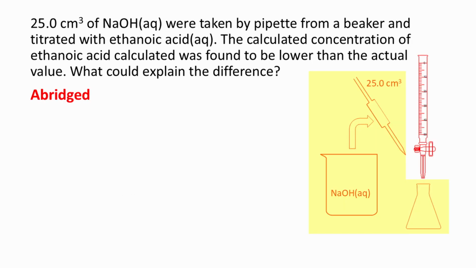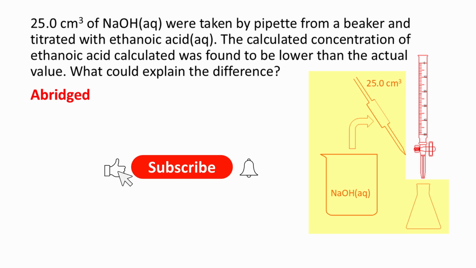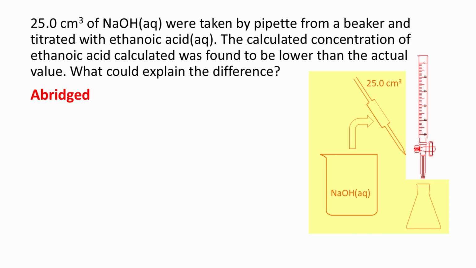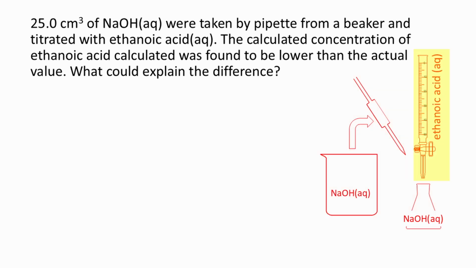I've edited the question here by leaving only the essential information. I've also included a diagram. This really helps us to visualise where everything is. 25.0 cm3 of sodium hydroxide is used in the titration. This is transferred from the beaker to a conical flask. Ethanoic acid is delivered to the conical flask using a burette.